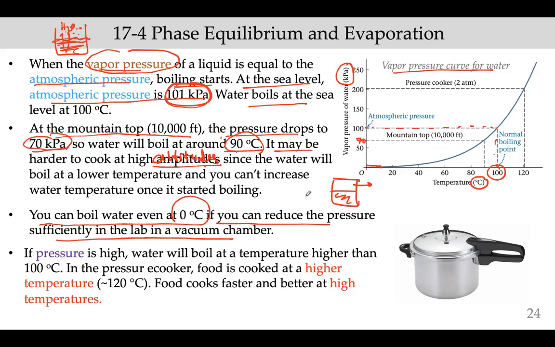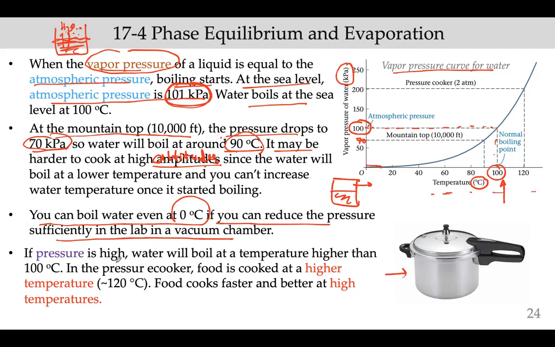So water boiling at 100 degrees is a special case. It only happens at the atmospheric pressure at sea level, which is 100 kilopascals. At other pressures, water boils at lower or higher temperatures than 100. Now, this takes us to the subject of pressure cookers.